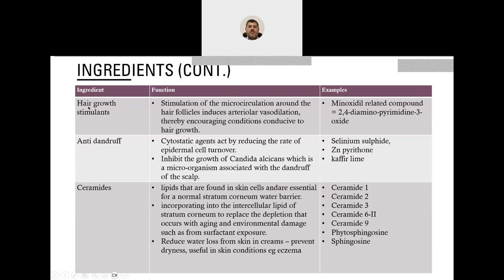Cosmeceuticals that are produced for hair growth stimulation may contain hair growth stimulants, for example, minoxidil. We know minoxidil was introduced first as an antihypertensive drug, but they found also that it has a beneficial side effect, that is, it stimulates hair growth. So now it is available in some topical applications to be applied to the scalp in the form of sprays, for example, containing minoxidil. Okay, so minoxidil or minoxidil-related compounds. The mechanism is by stimulation of the microcirculation around the hair follicles by introducing arterial vasodilation, so encouraging conditions conducive to hair growth.